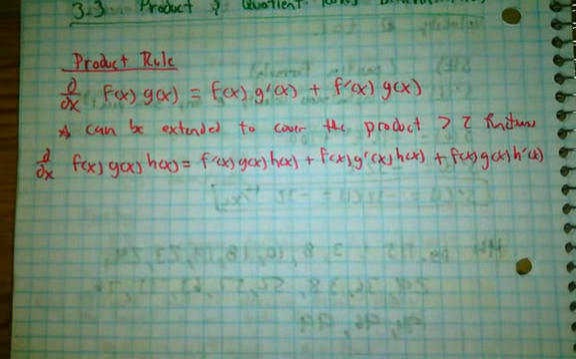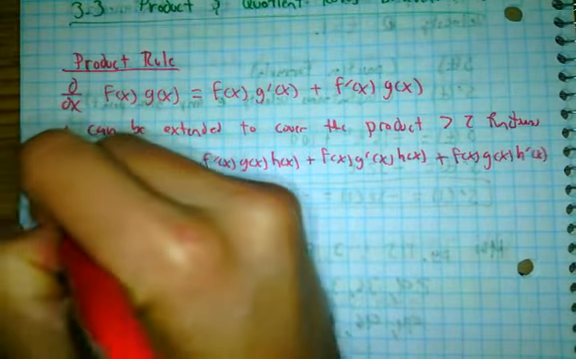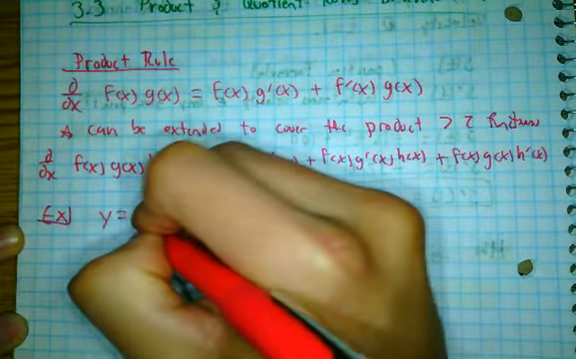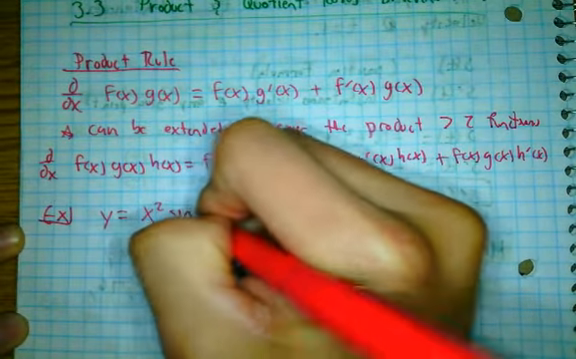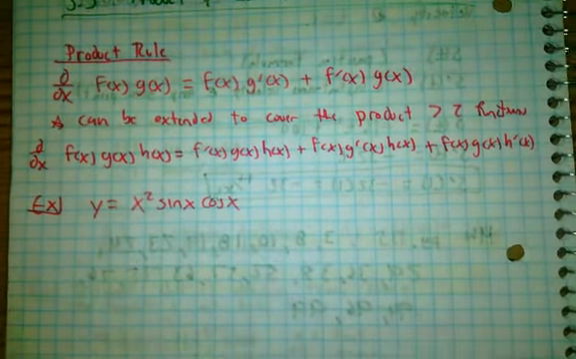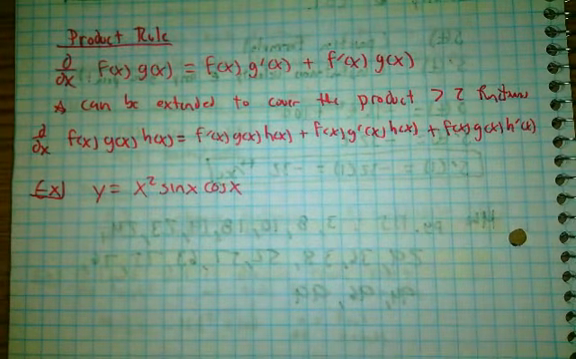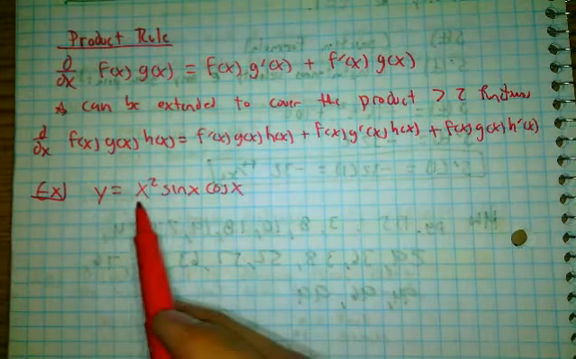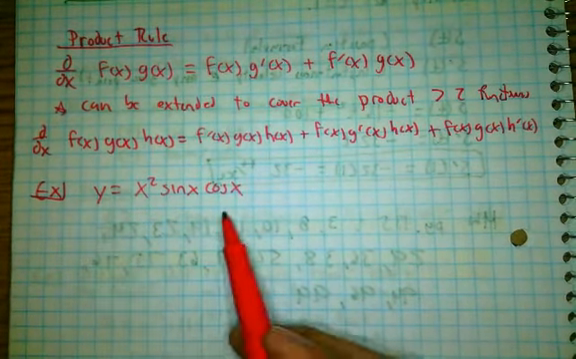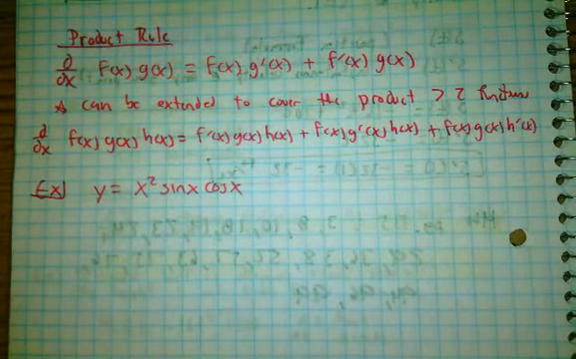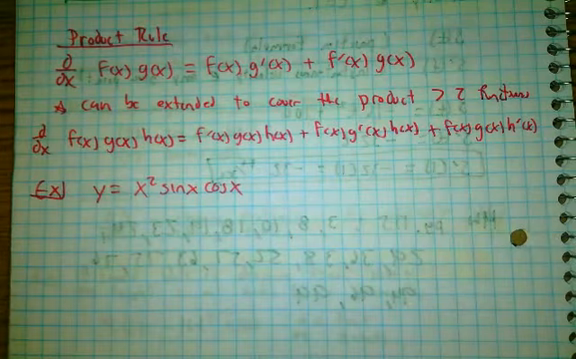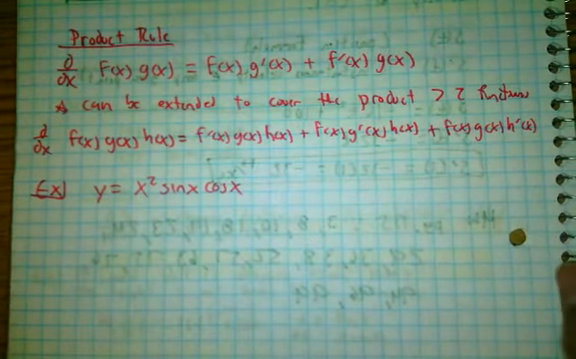Alright, let's do an example. Take the derivative of y equals x squared sine of x cosine of x. So what I mean by functions in the rule, you could technically say that x squared is one of the functions, sine of x is one of the functions, and cosine of x is one of the functions. Okay? I'll do this one with you guys, and then I'll let you try some on your own.